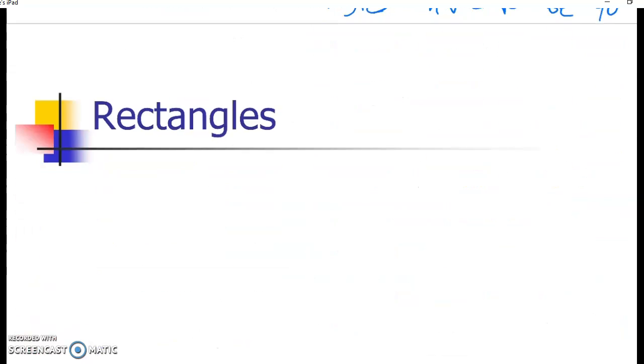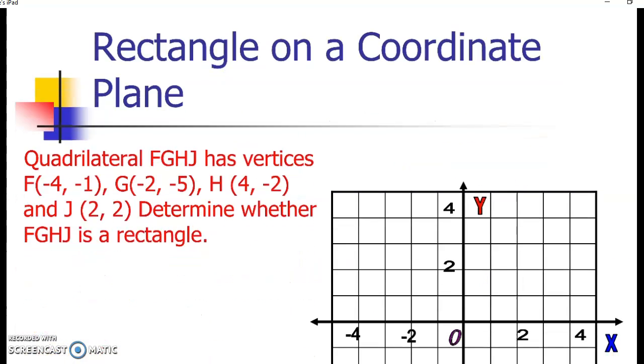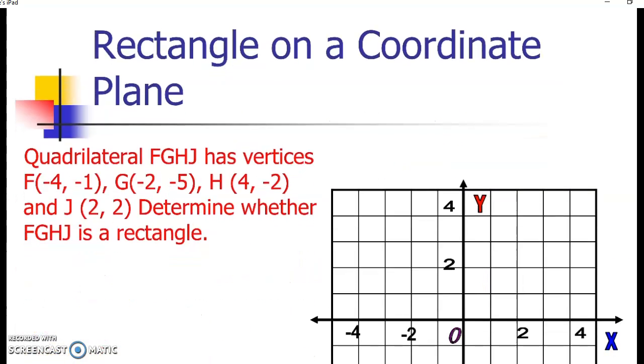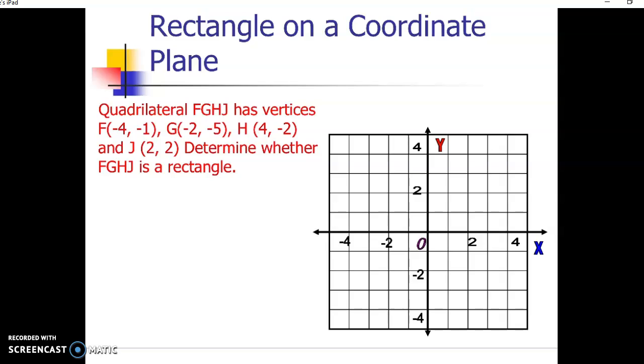Alright, moving on. Next we have our last thing. Told you it was a quick lesson here. This problem takes a little bit. It's quadrilateral FGHJ, with vertices, and we determine whether it is a rectangle or not. So this is kind of a loaded question. First thing we're going to do is write in those vertices.